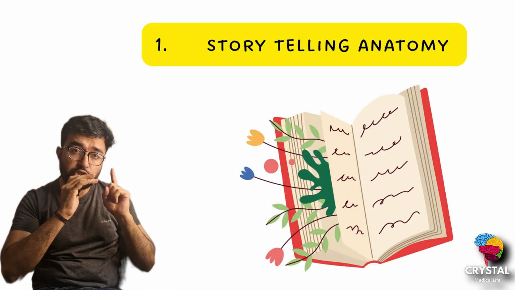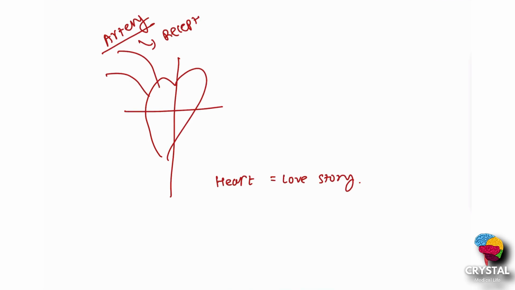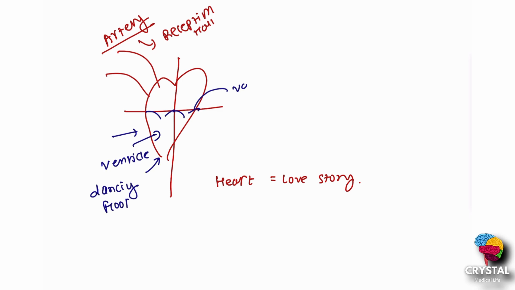Hack number 1, storytelling anatomy. Example: heart as a love story. Atria are the reception halls, ventricles are the pumping dance floor, and the valves are the bouncers who decide who passes. Another example: cranial nerves as a superhero squad. Cranial nerve 3 opens your eyes. Cranial nerve 5 gives sensation like Spider-Man waves. Cranial nerve 7 makes you smile. Cranial nerves 9 and 10 calm you like a monk.